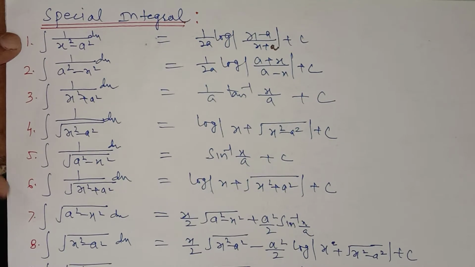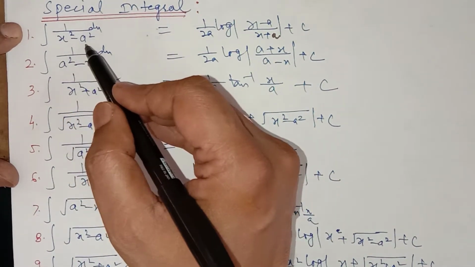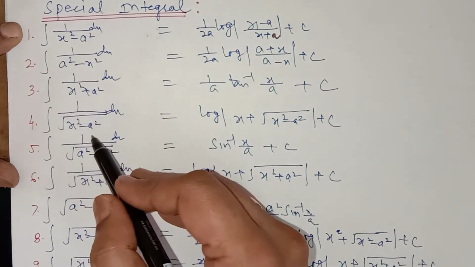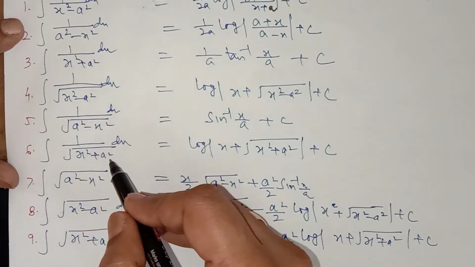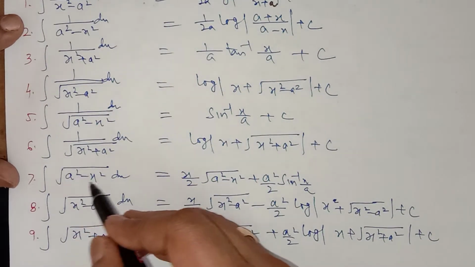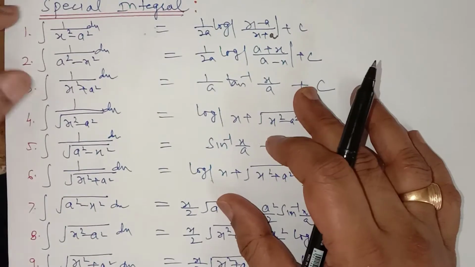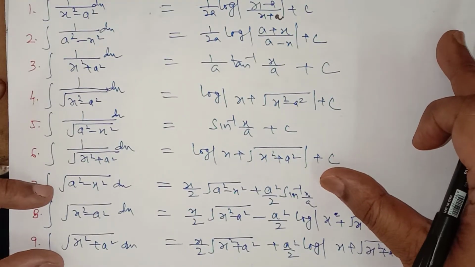These are 9 special integrals, which are of the form 1 upon x square minus a square, 1 upon a square minus x square, 1 upon x square plus a square, 1 upon under root x square minus a square, 1 upon under root a square minus x square, 1 upon under root x square plus a square, and in the numerator under root a square minus x square, under root x square minus a square, and under root x square plus a square with respect to x. 3 of one type, 3 of one type, and 3 of one type.